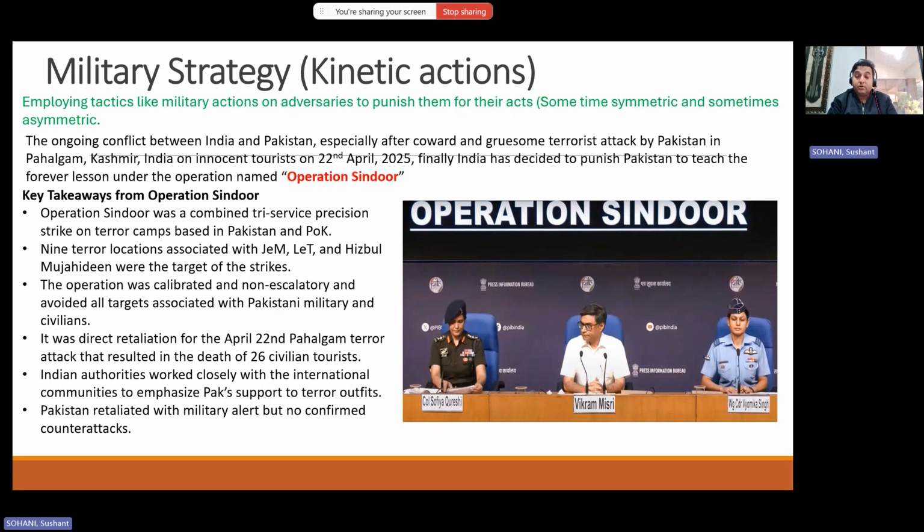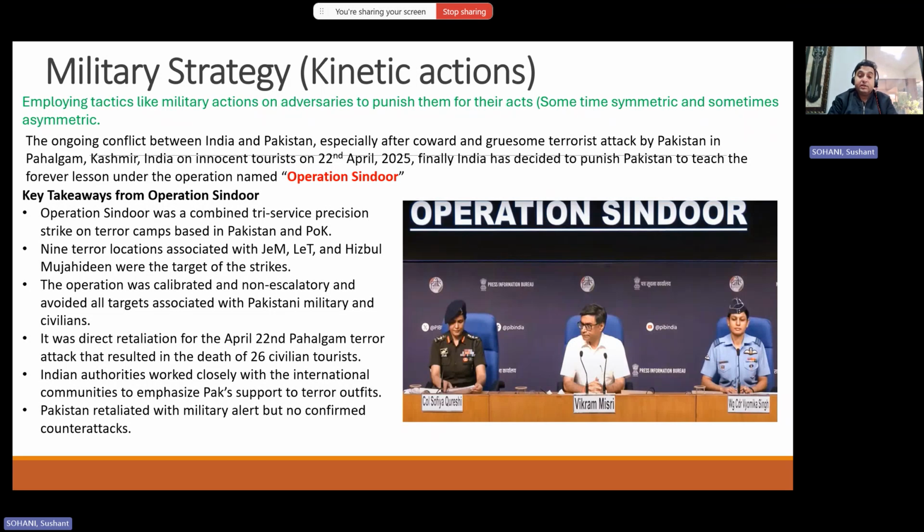It was non-escalatory and avoided all targets associated with the Pakistani military and civilians. We did not want to target the military directly, nor the civilians. We are not Pakistanis. They do that, they target civilians. India doesn't do that. It was direct retaliation for the April 22nd Pahalgam terror attack that resulted in the death of 26 civilian tourists, as I said.